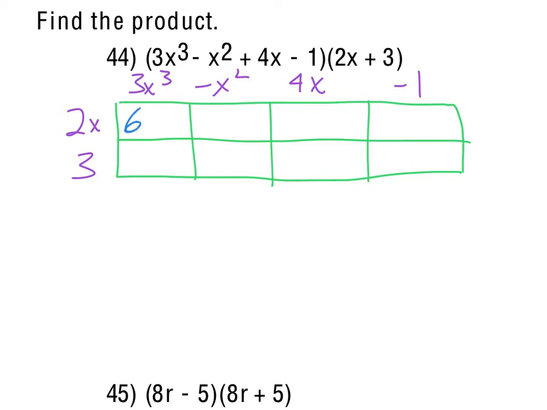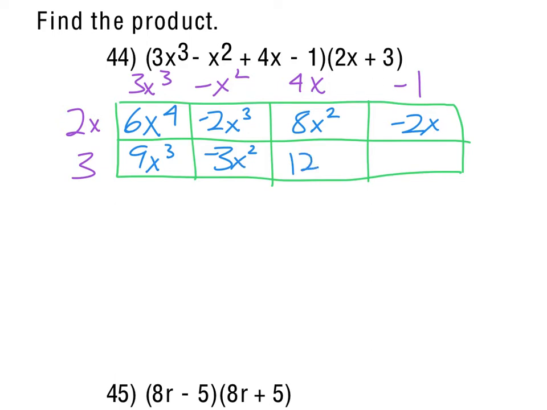terms. So we get a 6x to the 4th minus a 2x cubed. We get a positive 8x squared and a minus 2x. So just like that, we're halfway through. We got a 9x cubed minus 3x squared. We got 12x. We got minus 3.